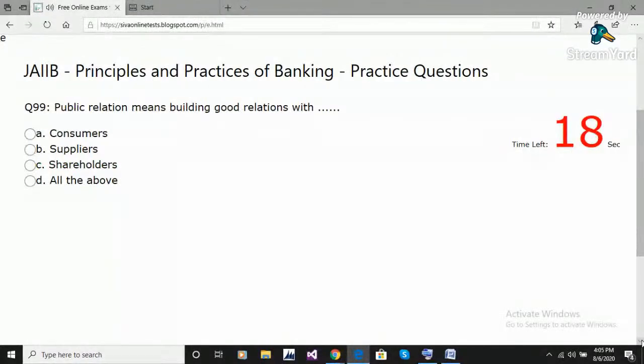Question 99. Public relation means building good relations with Option A. Consumers. Option B. Suppliers. Option C. Shareholders. Option D. All the above. Answer D. All the above.